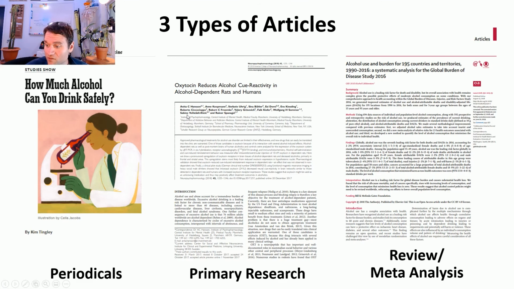Another way to tell that this is a primary research article is the journal that it comes in. So this is right here. It's from the journal Neuropsychopharmacology. And you have the year, you have the volume number, and you have the page numbers. And the page numbers here are up in the thousands. And you have the journal here, and I bet if you go to that link, it's behind a paywall.